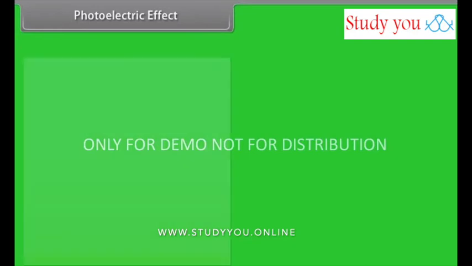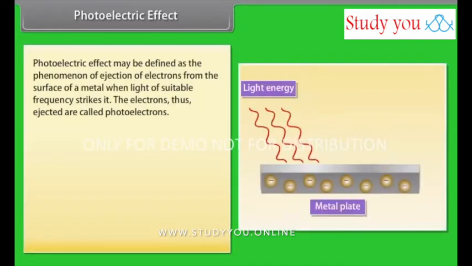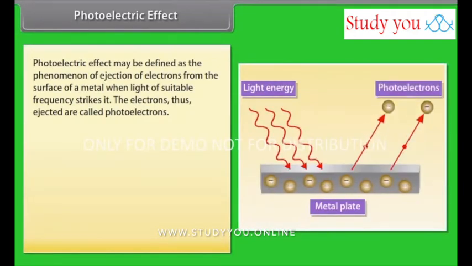Photoelectric effect. Photoelectric effect may be defined as the phenomenon of ejection of electrons from the surface of a metal when light of suitable frequency strikes it. The electrons thus ejected are called photoelectrons.